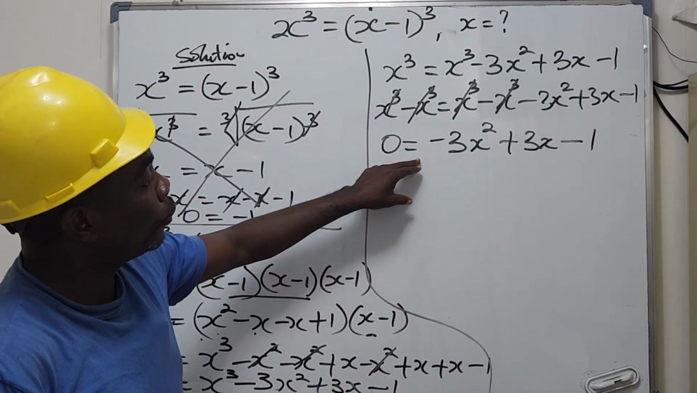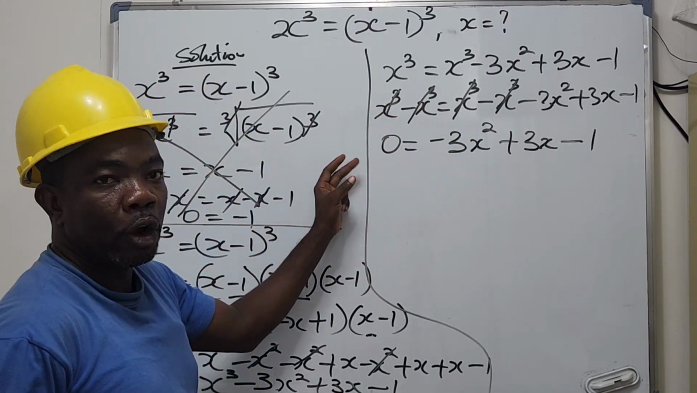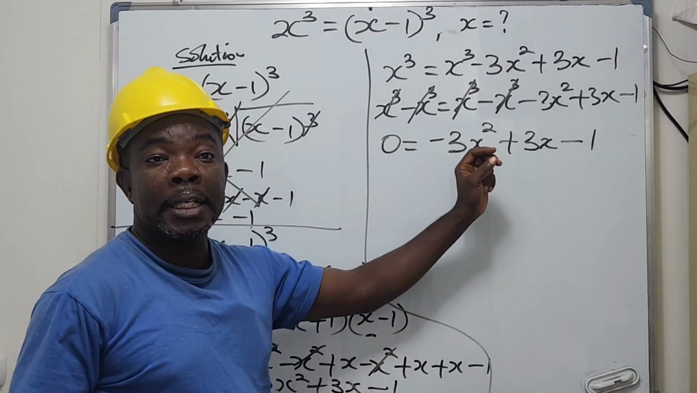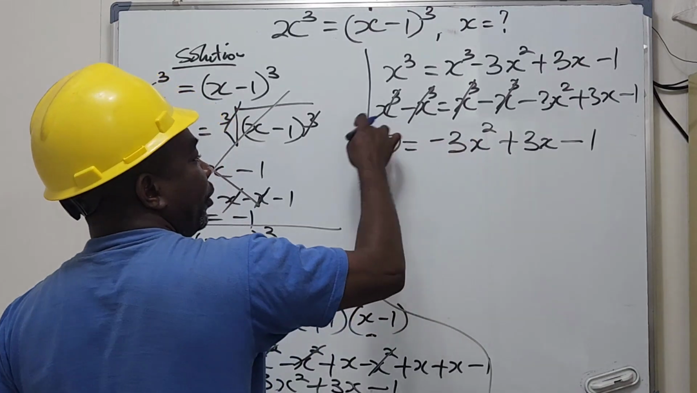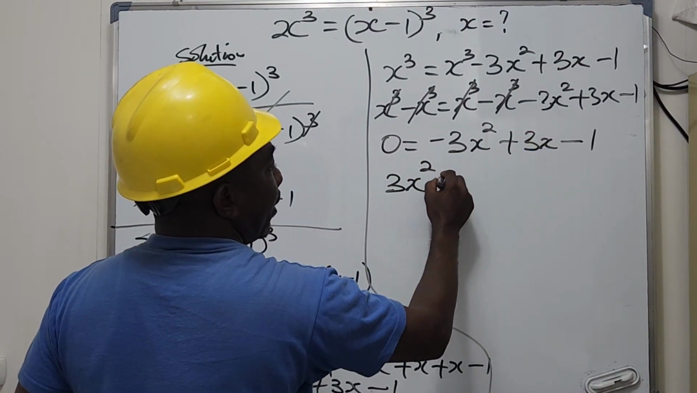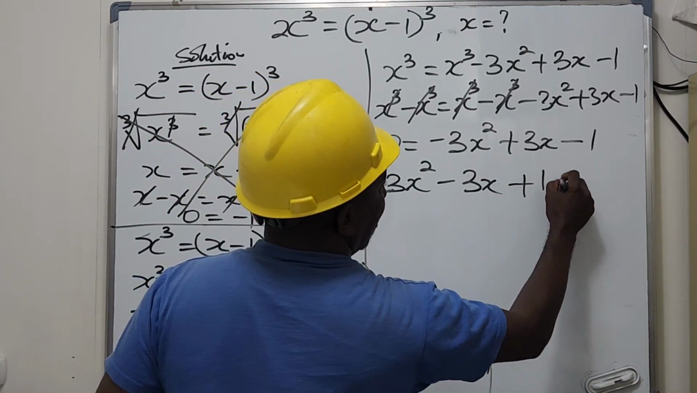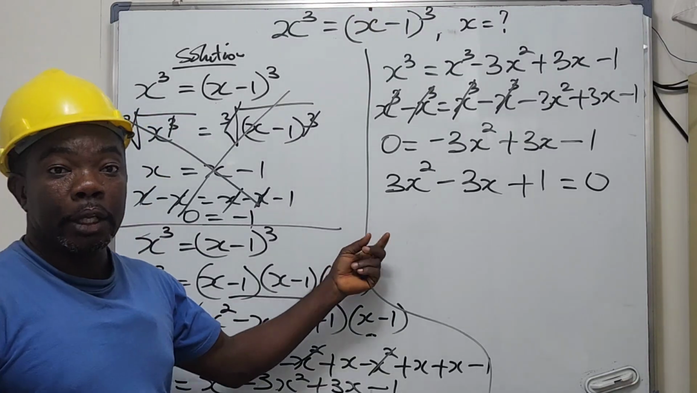So here, for us to rearrange this, we can move all this to this other side, or we simply multiply minus 1 to the right hand side. Or let's move this to this other side. When we move it, we have 3x to the power of 2, then minus 3x, then this one will become plus 1, all equals to 0. So this has turned out to become a quadratic equation.